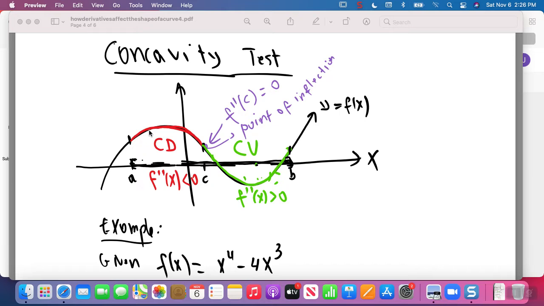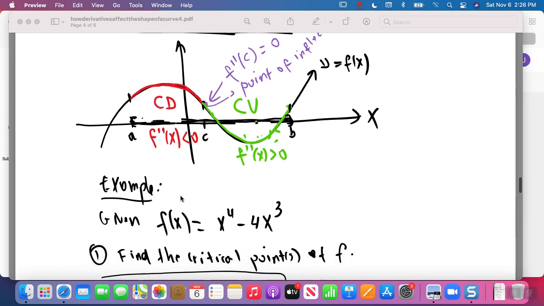Now, wherever there is a change of concavity, whether it's from CD to CU or CU to CD at a given point, that means at that point the second derivative is 0. Like at this point, which is C, there's a change of concavity. So this graph is going from concave down to concave up at this point C. So that point C is called a point of inflection. That's where the second derivative is 0.